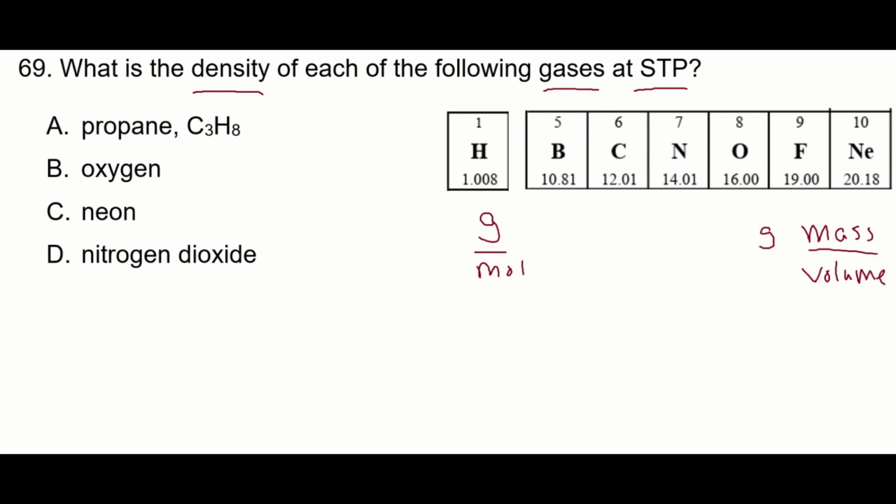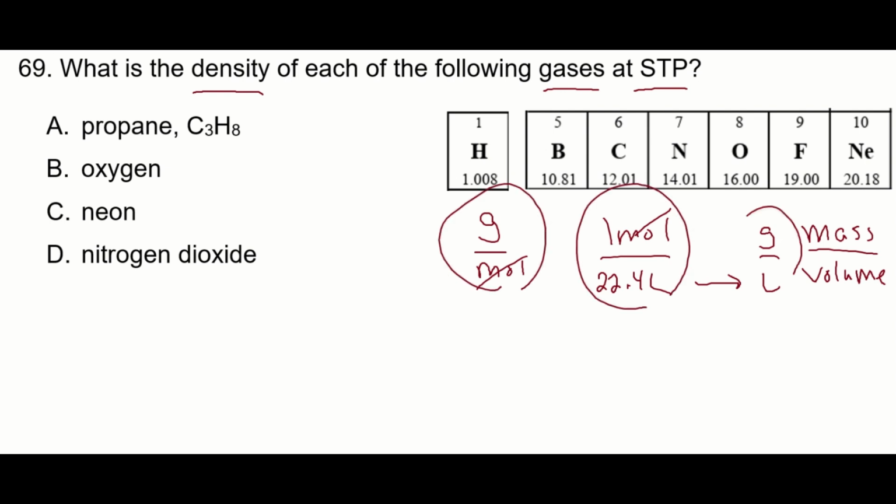Mass can have units of grams and volume can have units of liters. So grams per liter is a unit of density. So we want a conversion factor that will keep grams on the top, but change moles into liters. So the conversion factor we'll use is the molar volume, where 1 mole is equal to 22.4 liters. And if you have it set up this way, the moles will cancel out and we'll be left with liters on the bottom. So that's how we're going to do all these problems. Get the molar mass, use the molar volume, end up with density.